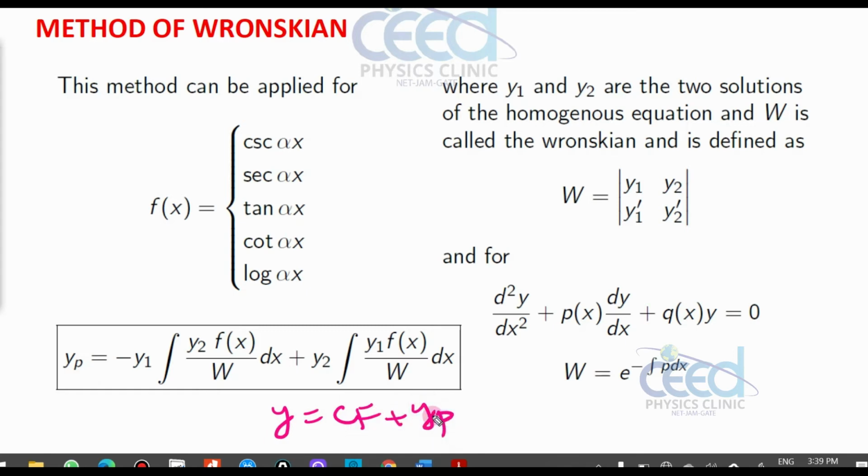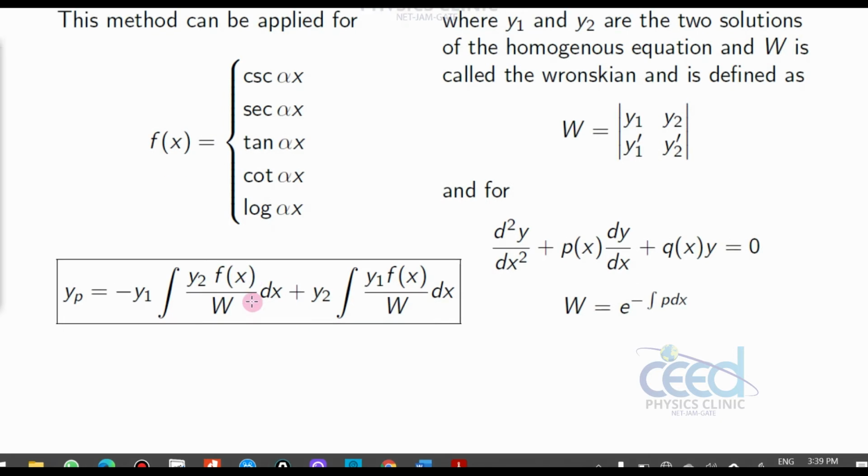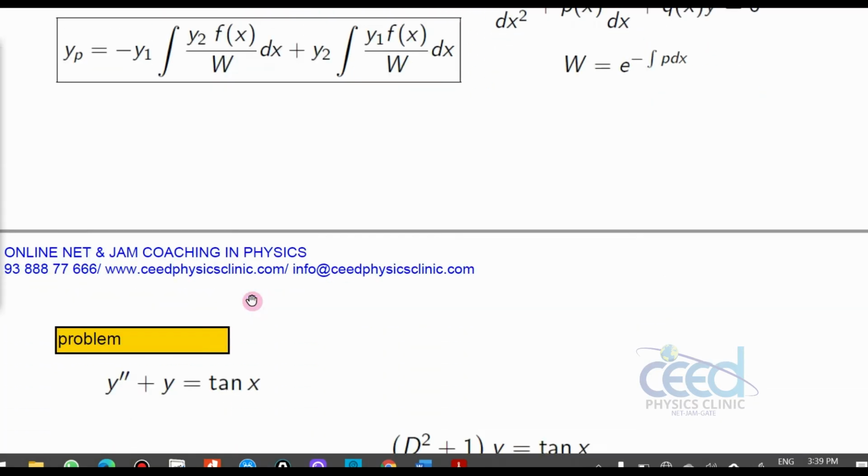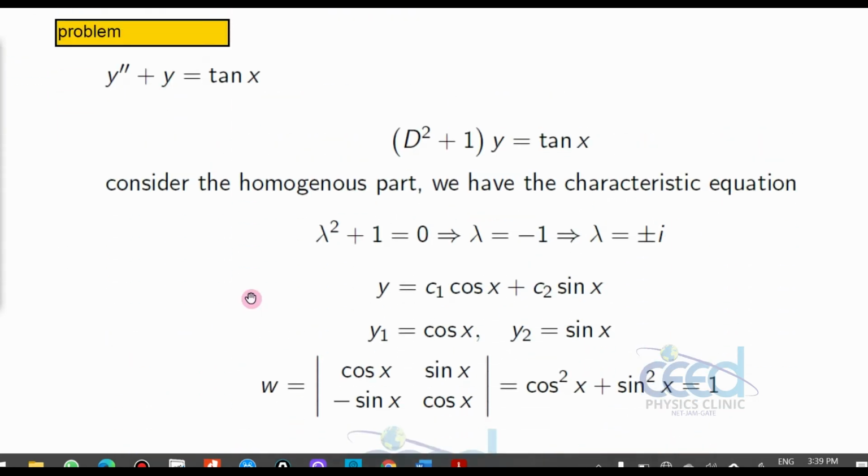So let us do one example. We can start with a problem, then you will get more idea. Here you can see a differential equation, y double dash plus y is equal to tan x. Y double dash plus y is equal to tan x means I can write this as (D square plus 1) y equal to tan x using the operator D.